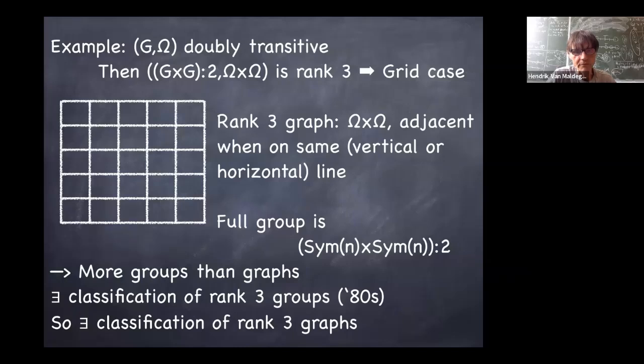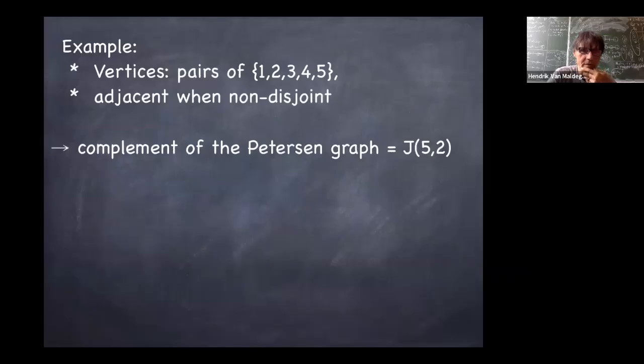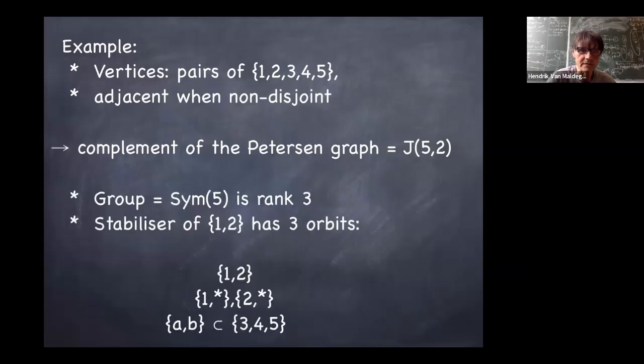Mostly when there are more groups than graphs, you can distinguish these groups in a geometrical fashion. Anyway, let me give an example here. A second example: the vertices are the pairs of 1, 2, 3, 4, 5, adjacent when they are non-disjoint, so you have the complement of the Petersen graph. And it's the Johnson graph J(5,2). The reason I take the complement is because then I have the Johnson graph. If I had the Petersen graph, then I would have the complement of the Johnson graph. But I want here the Johnson graph, in fact. So that's an example. So what is the group?